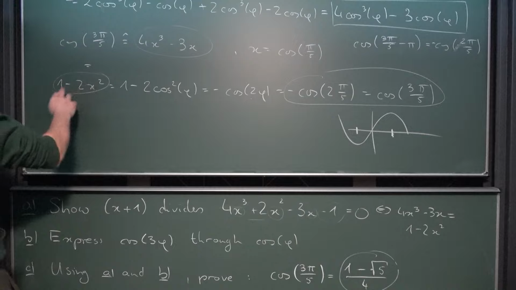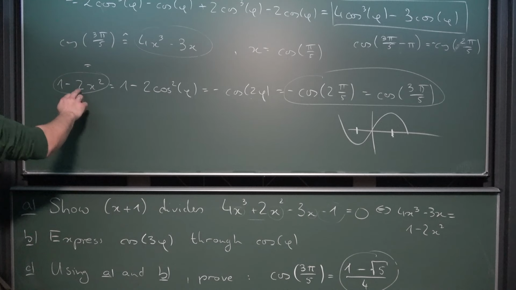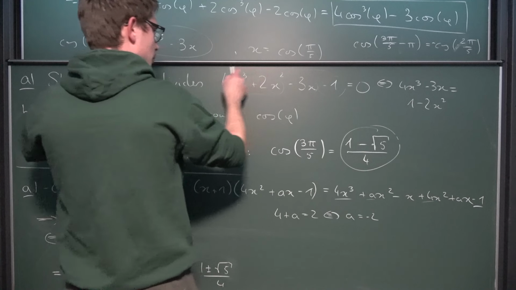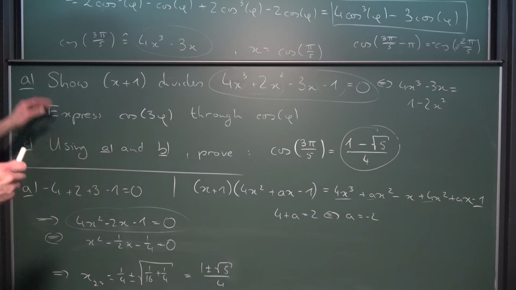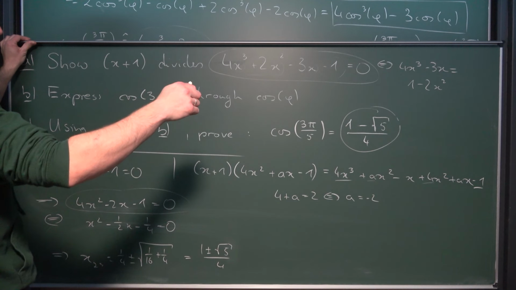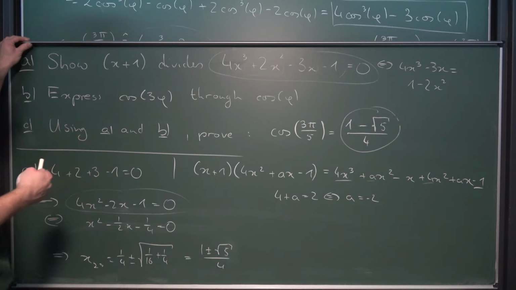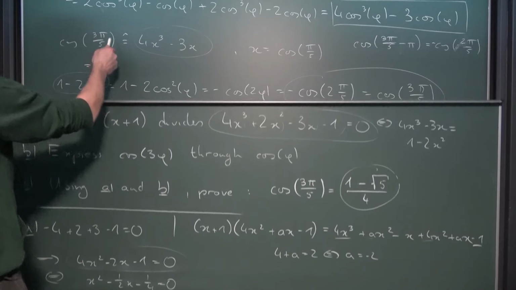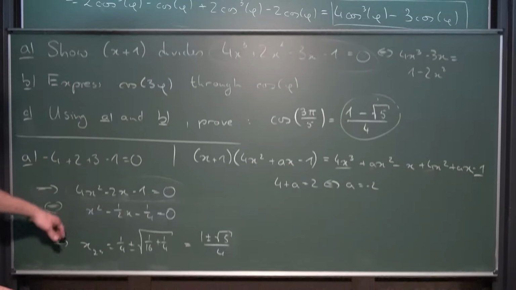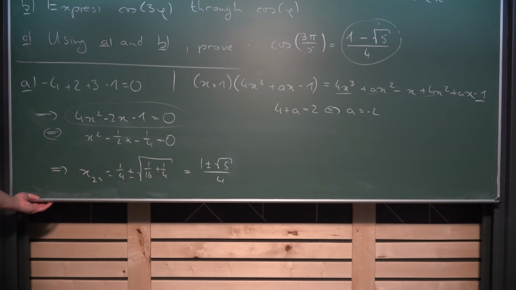Meaning if we were to subtract this on both sides, we are going to get that 4x cubed minus 3x plus 2x squared minus 1 is equal to 0 overall, which is what we got right here, where our x is cosine of pi over 5. And if we plug cosine of pi over 5 into here, this right here is the same expression for both of this, then we get out that cosine of 3 pi over 5 is equal to 1 minus square root of 5 over 4.